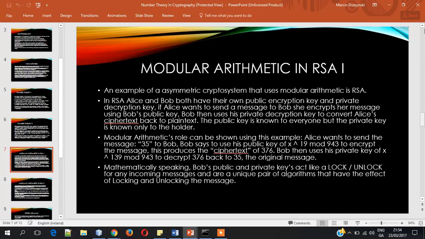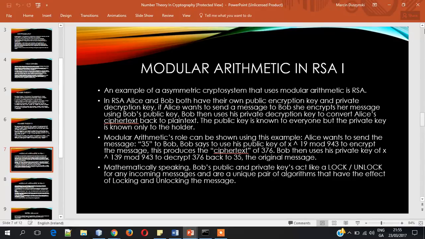And this produces a ciphertext of 376. Bob then takes that ciphertext and puts the 376 in the place of x, to the power of 139 modulo 943, to decrypt the 376 back to 35, the original message.